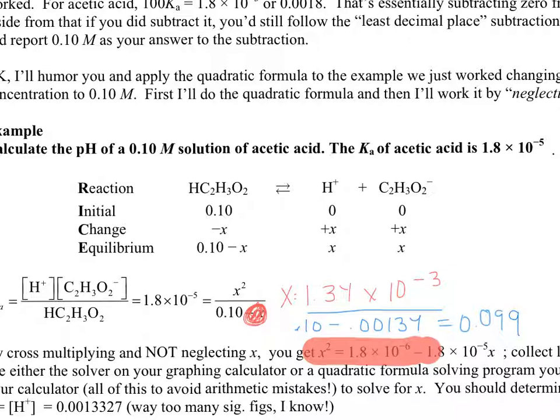Okay, so we really didn't change the value very much by adding or subtracting x. And that is why, as long as K and your initial value are different enough, you can negate that x because it's not significant when it's added or subtracted. It's only significant when it's multiplied or divided. So that's the explanation there. So going back to our x value, which we found to be 1.34 times 10 to the negative third, if I'm looking for the pH, what do I do to that x value? Take the negative log. So 1.34 e to the negative 3, then I'm going to hit the log button, and it tells me that the pH is 2.87.